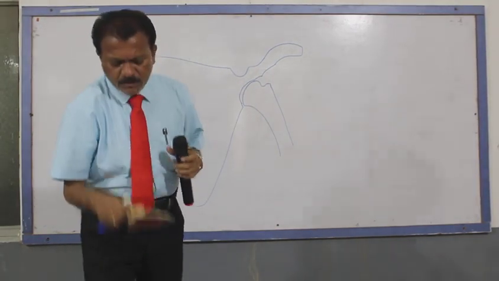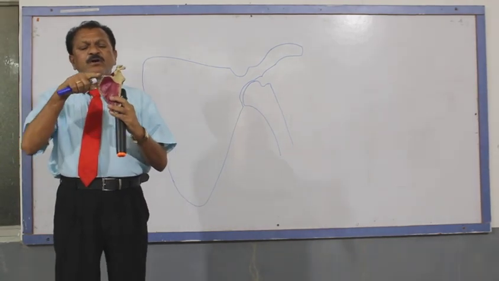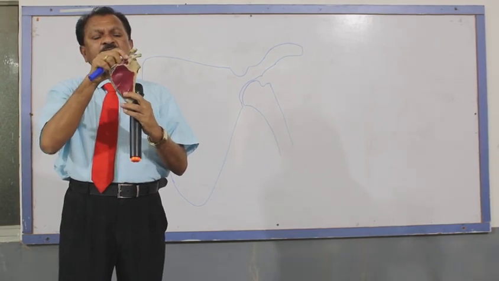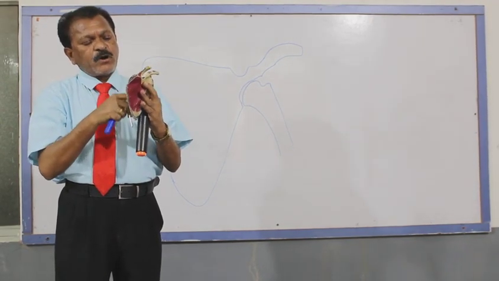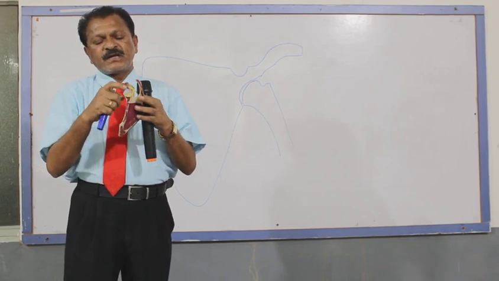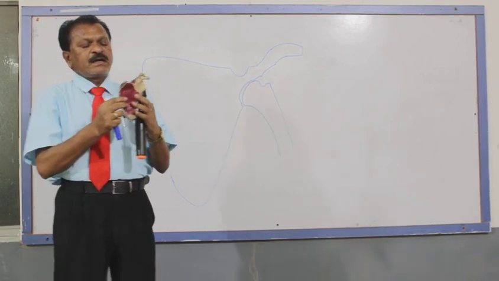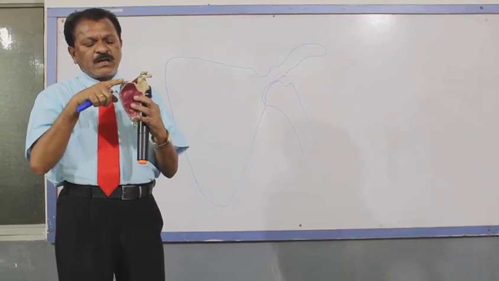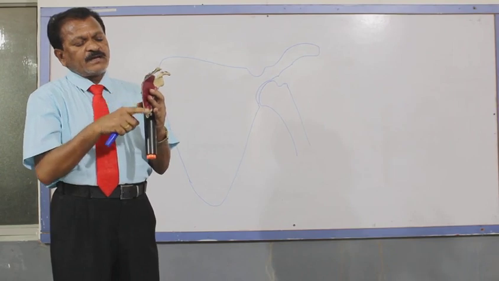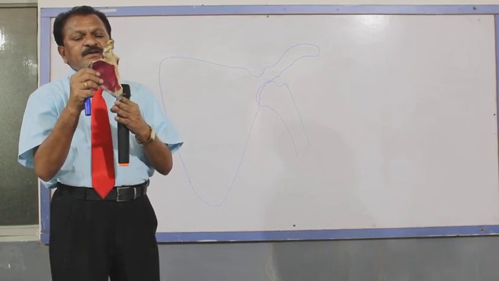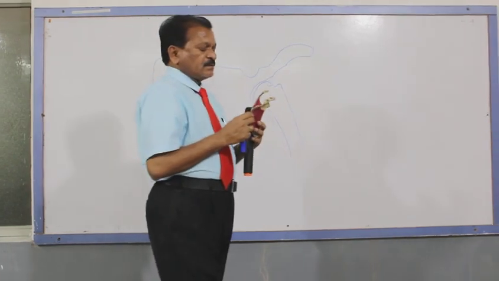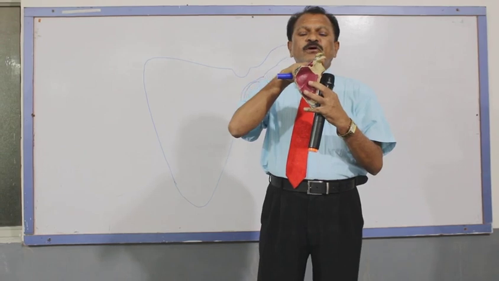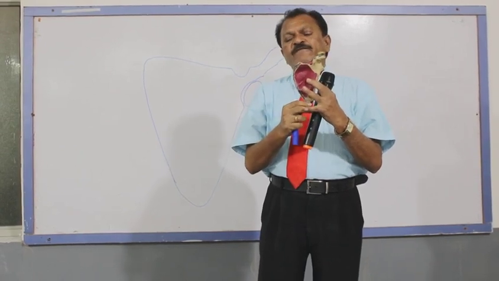So in a bone representation, this is the upper border of the scapula, this is the coracoid process, this is the acromion process, this is the body of the scapula, and this one is the glenoid cavity. Here it has three borders: this one is the upper border, this is the medial border, and this one is the lateral border of the scapula. It has three angles: this is the superior medial angle, this one is the superior lateral angle, and this one is the inferior angle.